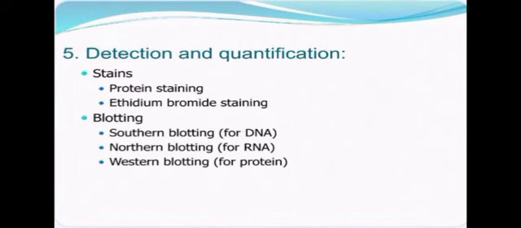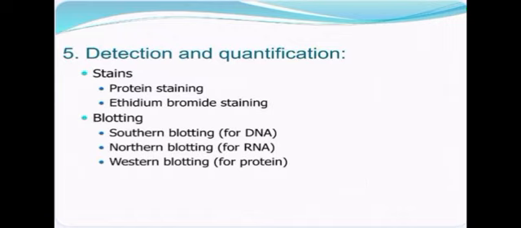Last one, detection and quantification. The stains and blotting are used for detection in gel electrophoresis. Stains include protein staining and ethidium bromide staining. Blotting includes Southern blotting, Northern blotting, and Western blotting. Southern blotting is for DNA determination, Northern blotting for RNA determination, and Western blotting is used to determine protein. These are the detection techniques and quantification.